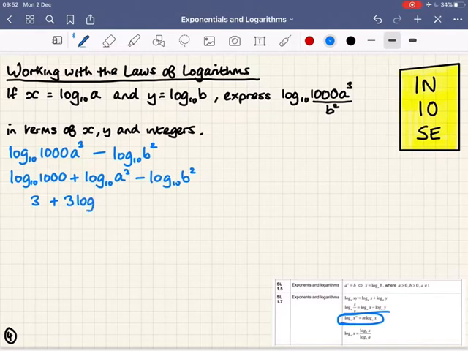3 log to base 10 of a, and similarly here, I can bring the 2 to the front, 2 log base 10 of b. And then I've answered the question because that gives me a mixture of integers and x and y. 3 plus, well, log to base 10 of a is x, so I've got 3x, and log to base 10 of b is y, so I've got 2y here. 3 plus 3x minus 2y. Nice and straightforward. Just go step by step and split out the expression so you end up with log to base 10 of a and log to base 10 of b.